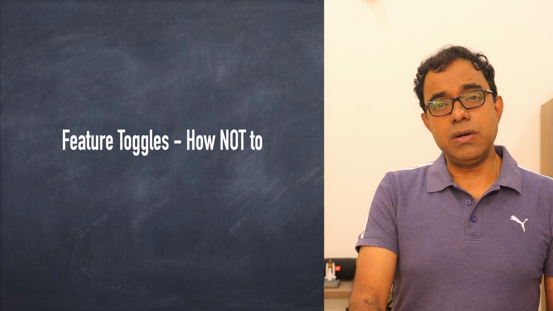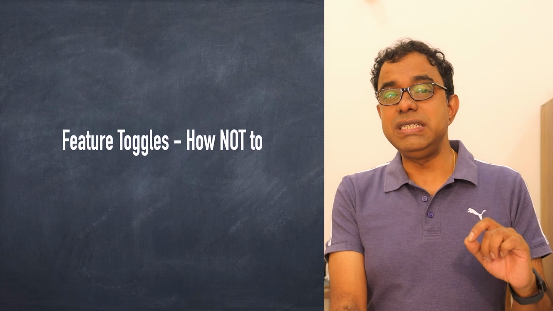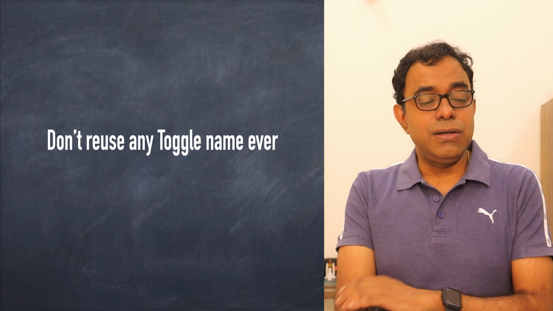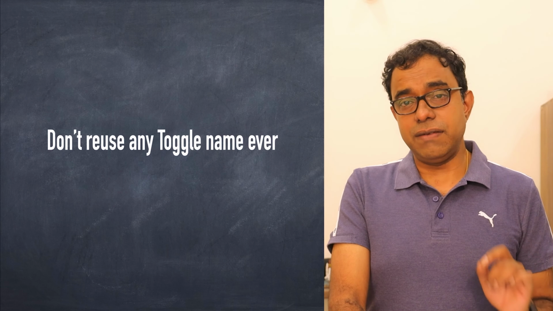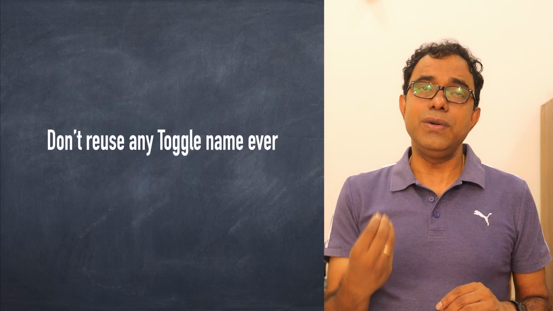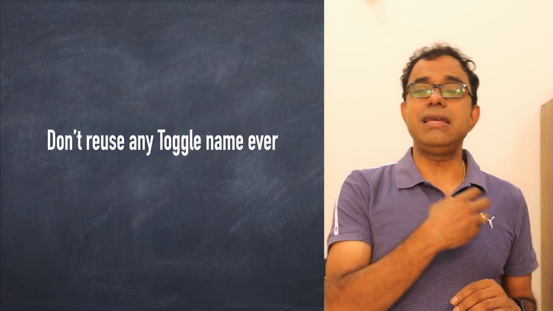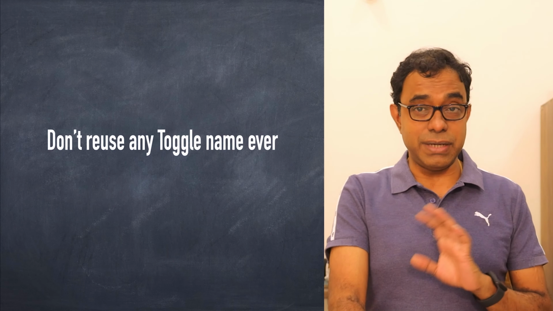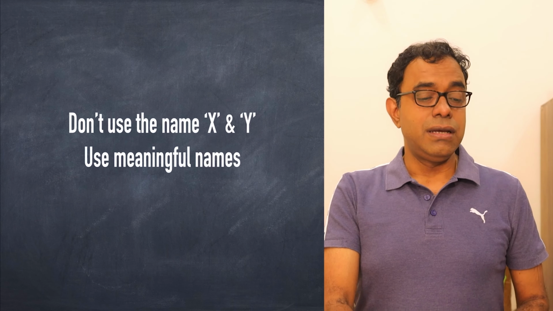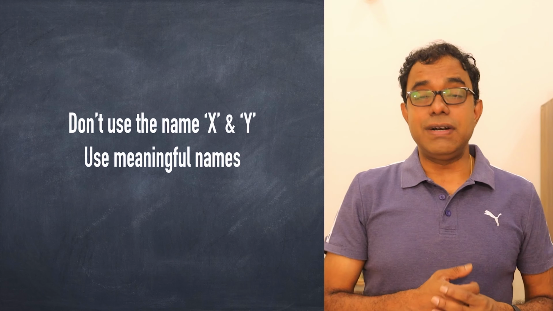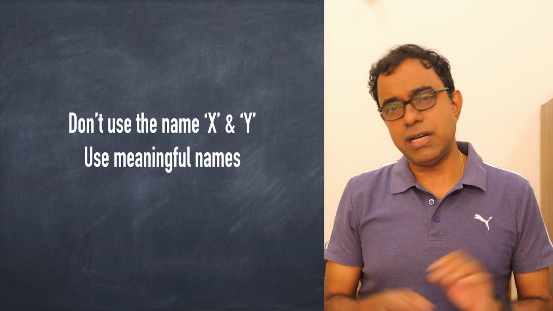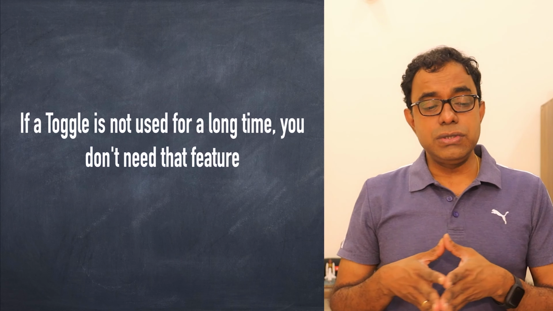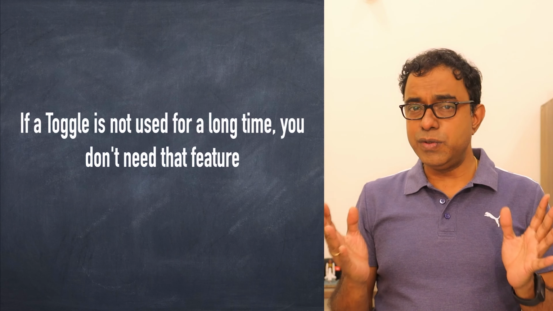Now, let me talk about how not to use feature toggles, which means that first, do not use if conditions. Second, do not reuse any toggle names ever. No matter if you used a toggle name 10 years back, do not reuse it. There are enough unique sequences and numbers that can be created for all your features. Don't use names like X and Y. Always use meaningful names, however long they are. And if a toggle is not used for a longer time, remove it.